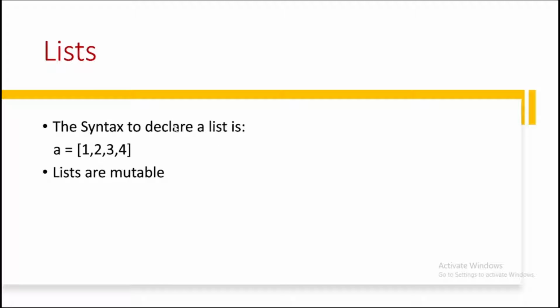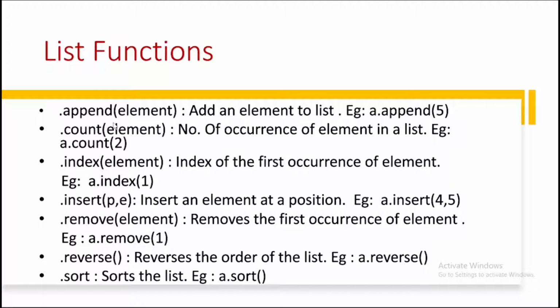The syntax to declare a list is A is equal to, in square brackets, 1, which is the element. All these things are elements. They are enclosed in the square brackets and they are separated by the comma. So 1, 2, 3 and 4 are elements of this list called A, and A is a variable. Lists are mutable, that is, they can be modified. So let us learn how to modify lists.